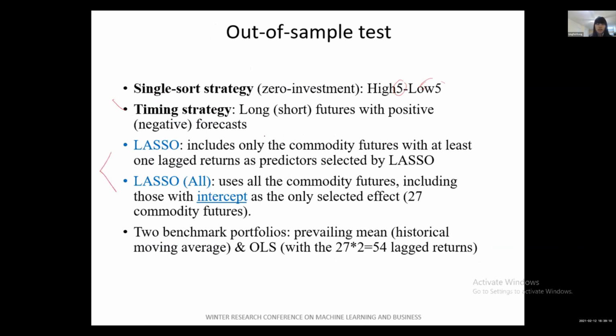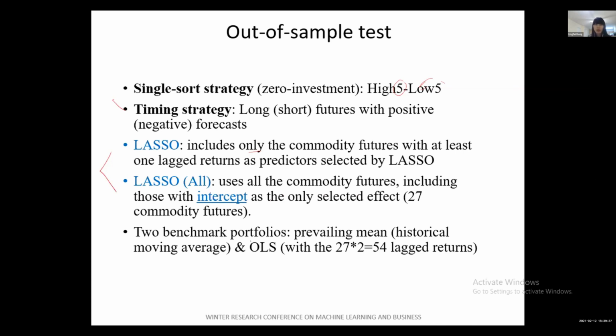We have two different versions of Lasso. The first version of Lasso includes only the futures with at least one lagged return as a predictor. Lasso all uses all the commodity futures, including those with intercept only as the selected effects, because sometimes Lasso doesn't select any predictor but the intercept.